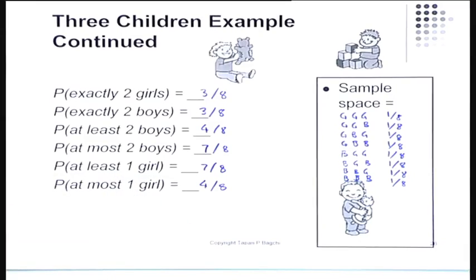At most 2 boys. At most 2 boys. What would be the count of boys here? 2 boys or 1 boy, still it is at most. Is that all? Or what about no boys? So there are 3 possibilities here.